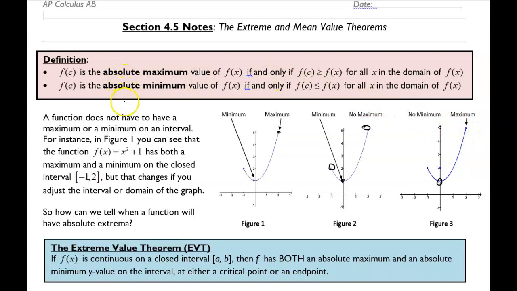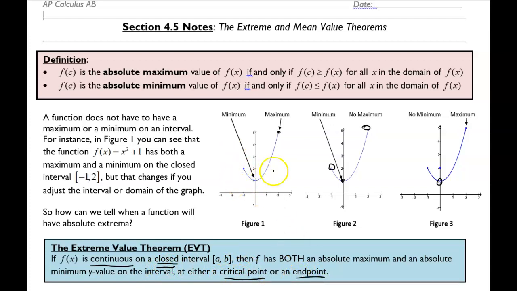And so we want to figure out a way that we can tell when a function will have absolute extrema. In order to do that, we will use something called the extreme value theorem. So first of all, if a function is continuous, this is one of the most important ideas in calculus, and we are on a closed interval from a to b, so I don't have open points like in figure 2, then f has both an absolute maximum and an absolute minimum y value on the interval, and it will either be at a critical point or an endpoint.